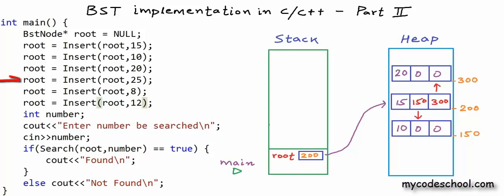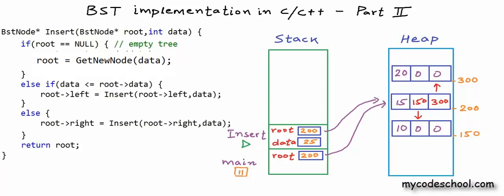Now next one is to insert number 25. This one is interesting. Let's see what will happen for this one. Main will be paused and we will go to this call to insert. In the root, which is local to this call, address passed is 200, and we have passed number 25 in data. Now here 25 is greater than the value in this node at address 200. So we will go inside this last else condition, we need to insert in the right subtree.